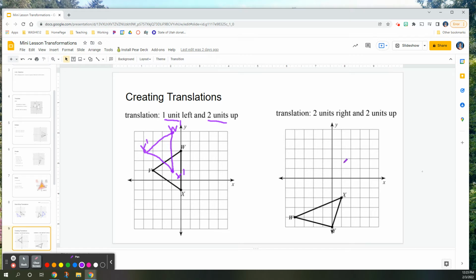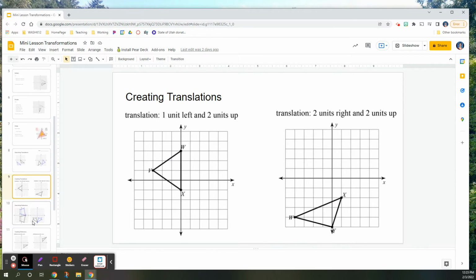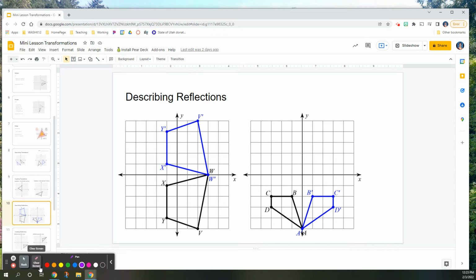Okay, go ahead and try this next one on your own, and then once you're ready, go ahead and press play and check your answer. Okay, so for this one we're going 2 units right and 2 units up. So you've got X prime, Y prime, and W prime. Connect these, and there we go. So those are translations.